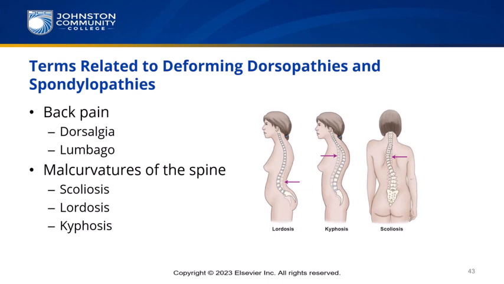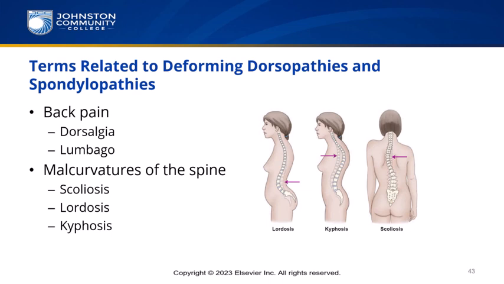Now let's look at some terms related to deforming dorsopathies and spondylopathies. Dorsalgia is a term that is used to describe upper back pain. Remember, dorso means back and algia means pain. Then we have lumbago, which is used to describe lower back pain. Combining form lumbo means lumbar, and suffix ago means disease.